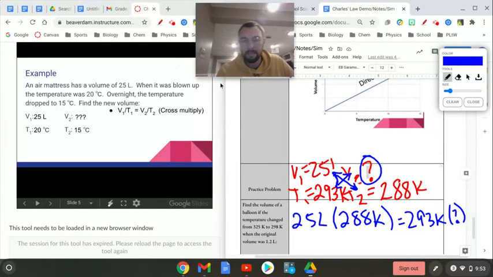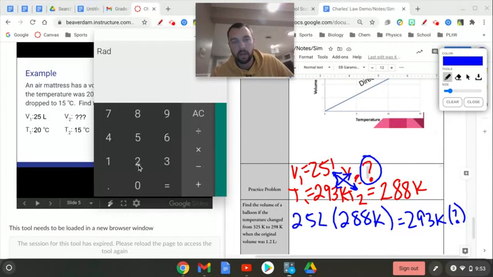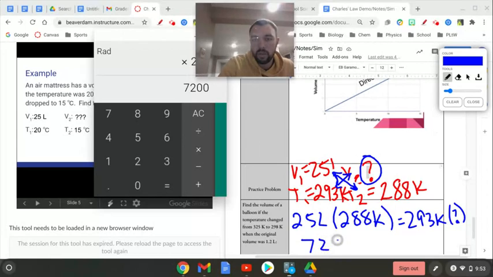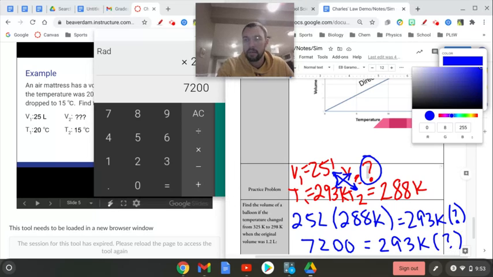All right, now let's solve that one side just to get rid of some numbers. So 25 times 288, 7200 equals 293 Kelvin times a question mark. So how do we get that question mark by itself? We need to divide by 293 on both sides. So I'm going to put it here. I'm kind of running out of room. 293.